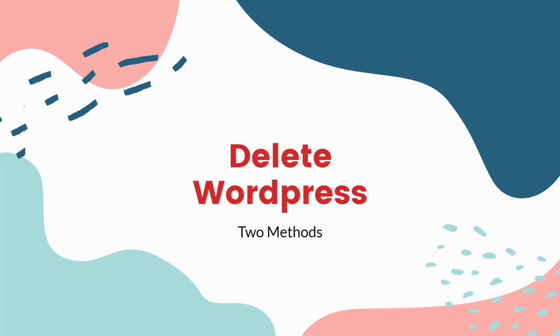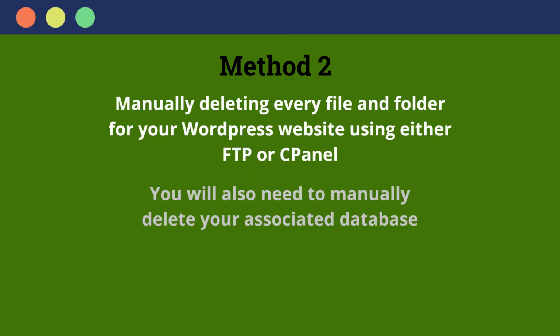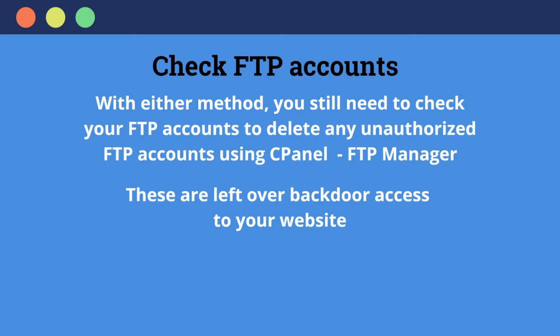And there are two methods to clean out your server. One is using the cPanel Uninstall WordPress, which is the quickest and easiest method. And method two is the manual, going through your server and manually deleting the files. Also deleting your database manually. And finally, deleting possible corrupted FTP files in your FTP manager. So let's take a look at how we do all of this.